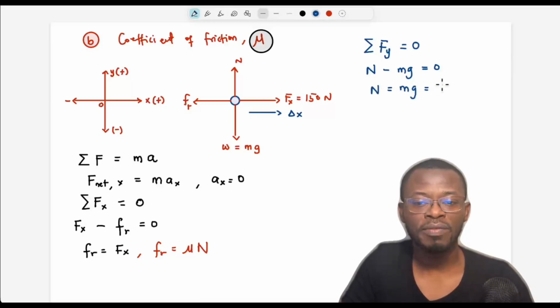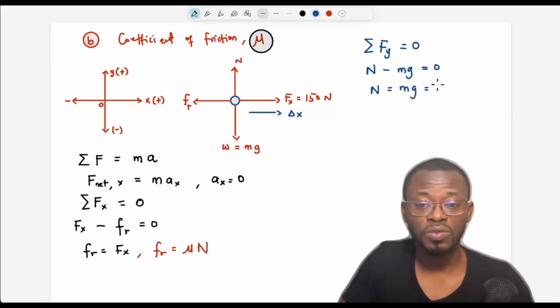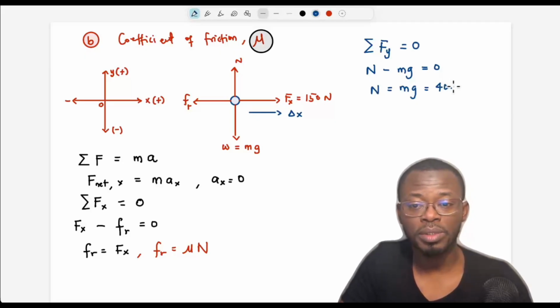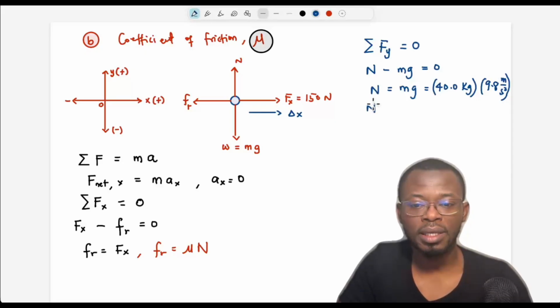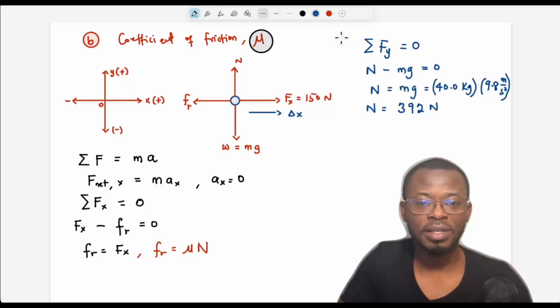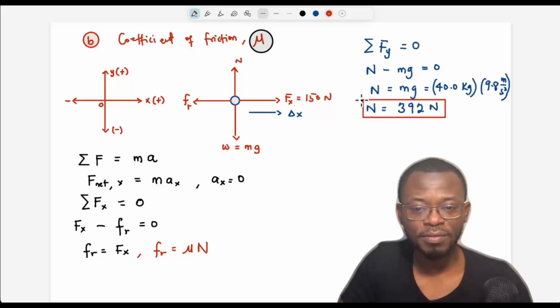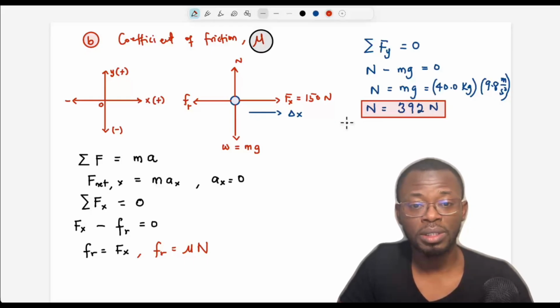Now we can plug in the values. We have the mass of the crate, that is equal to 40.0 kilograms, times the acceleration of free fall, 9.8 meters per second squared. Multiplying this together should give us 392 newtons, and this is the value for the normal force. And we need this information to be able to determine the coefficient of friction between the surfaces.